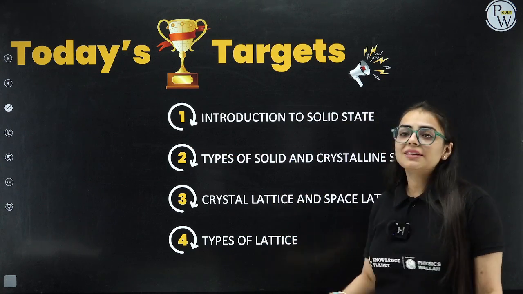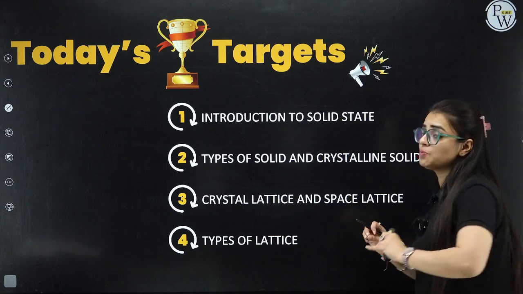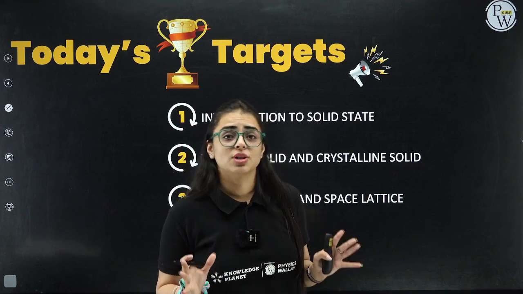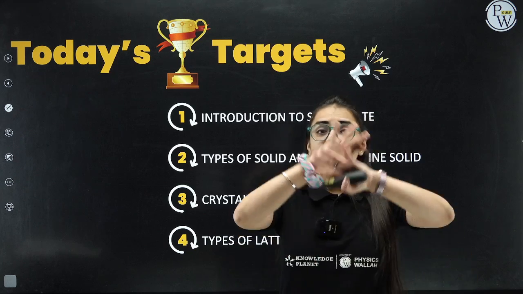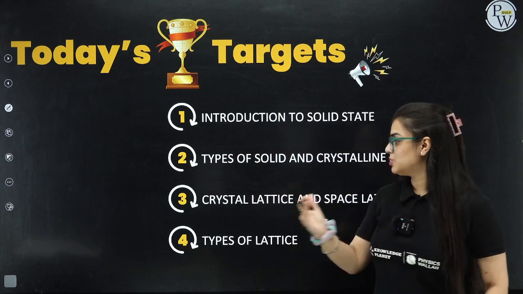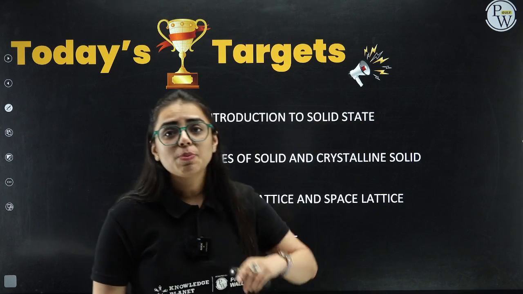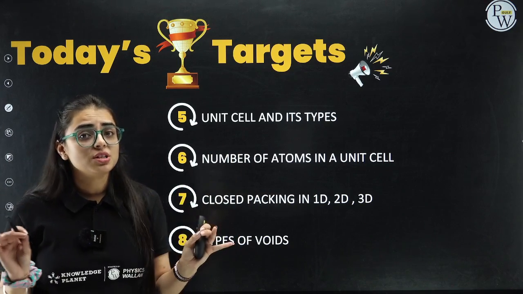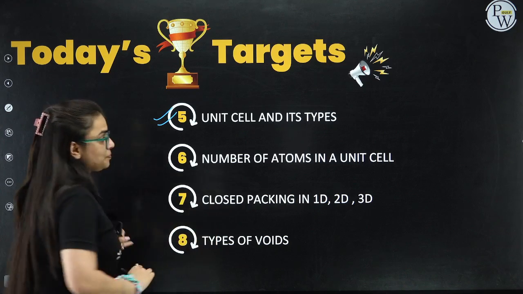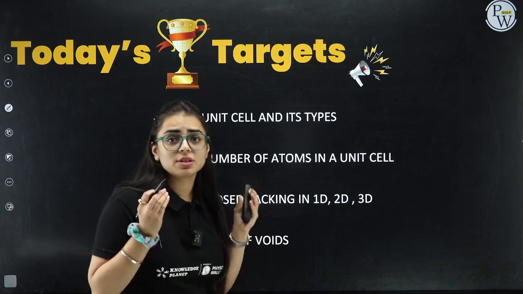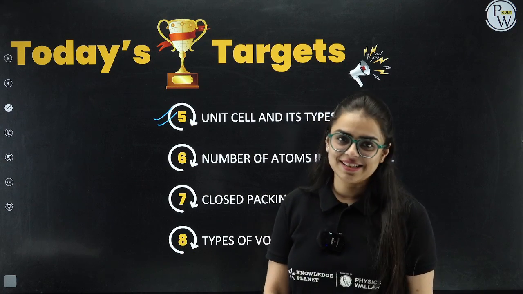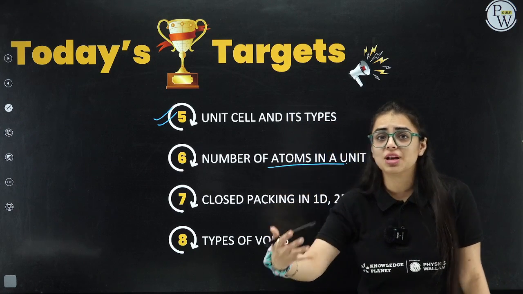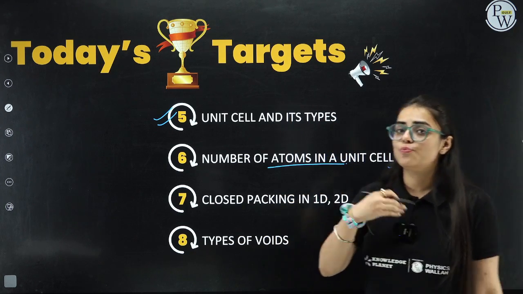The third part that we are going to start will be about crystal lattice and space lattice. Wonderful 3D imaginative topic. You are going to enjoy this chapter to a greater extent, students, because this is a 3D imaginary chapter. Moving on to the next one, we have types of lattice, students. The next part that we shall be covering will be about unit cell and its types. Very, very important, everybody. Do pay attention to this topic because this is the basis for your chapter, the solid state. Moving further, we will understand about the number of atoms in a unit cell, from which maximum questions are observed. So yet again, this is an important topic.